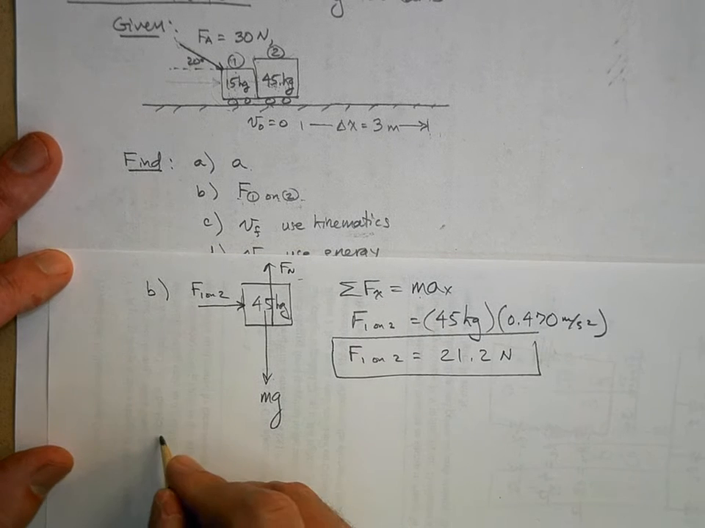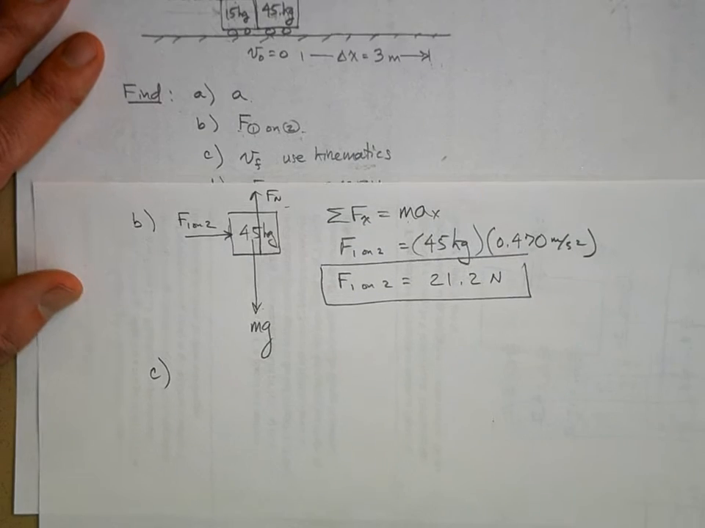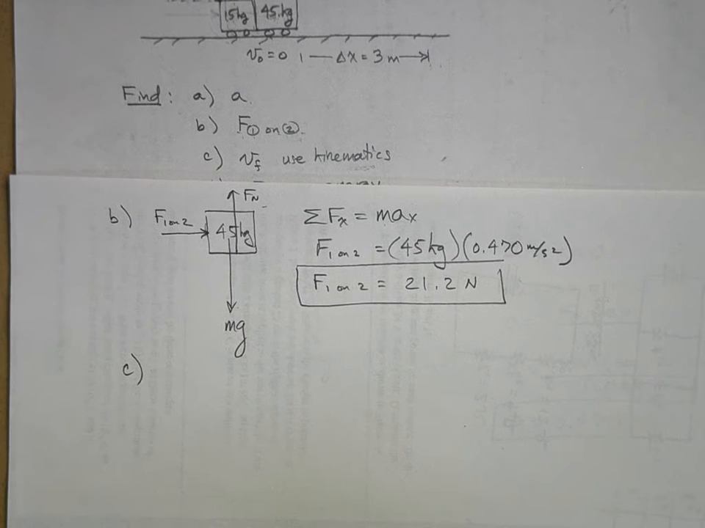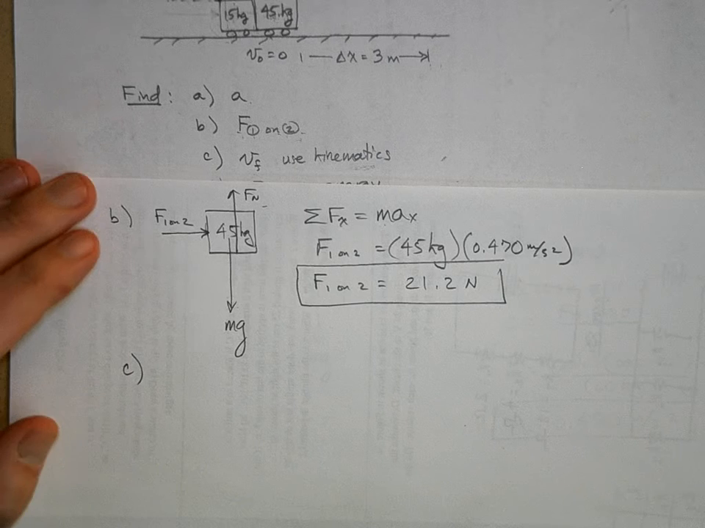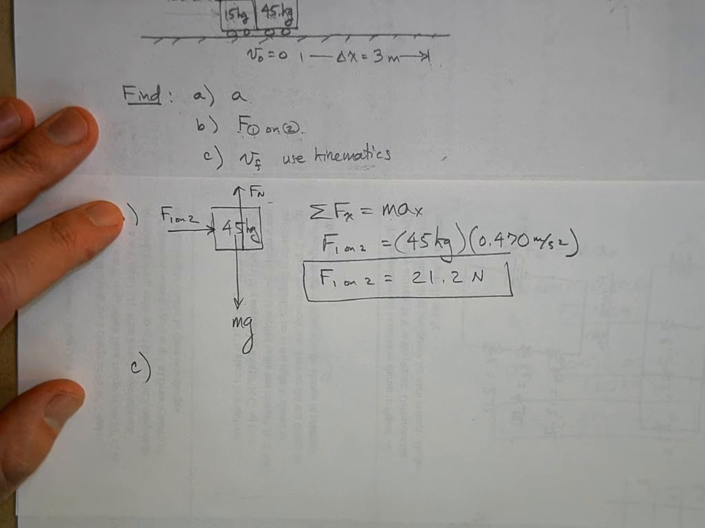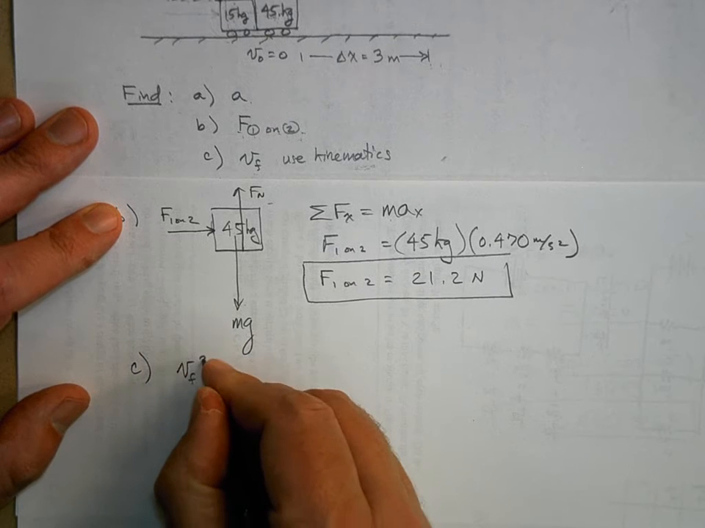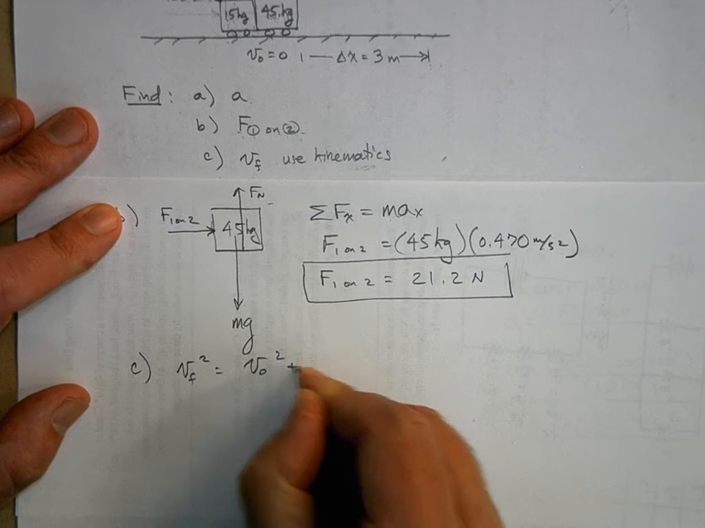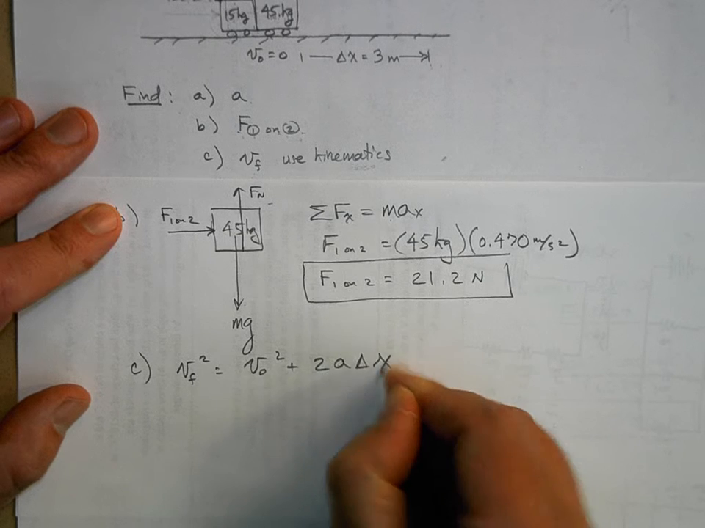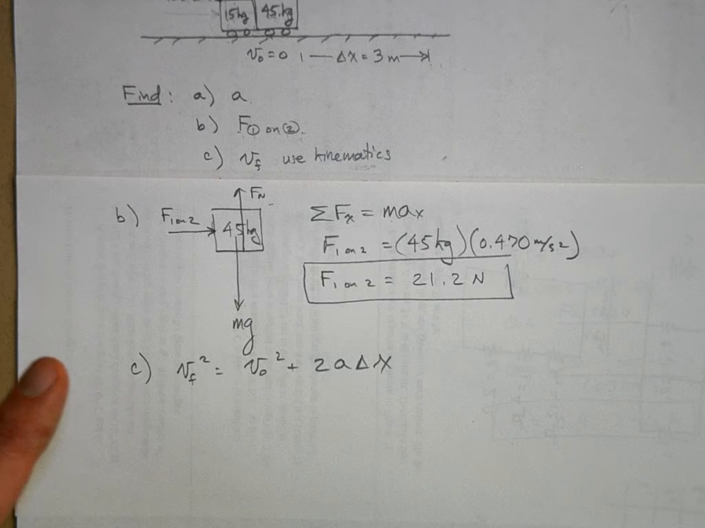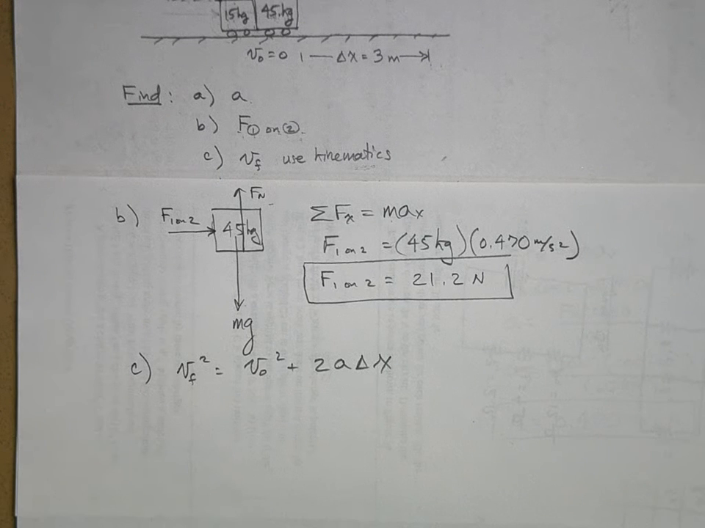Now, let's do part C. We want the final velocity using kinematics. Well, we don't know time. So I'm going to use a kinematic equation that doesn't have time in it. V final squared equals V initial squared plus 2a delta x. Now, by this time, maybe you've got these memorized, if you've used them a lot. You will have, on the AP test, an equation list that has these on there.